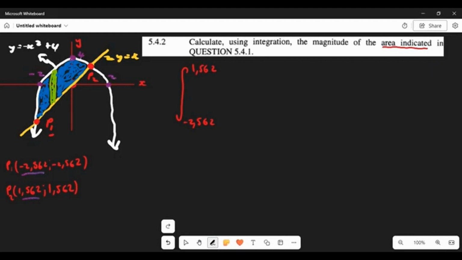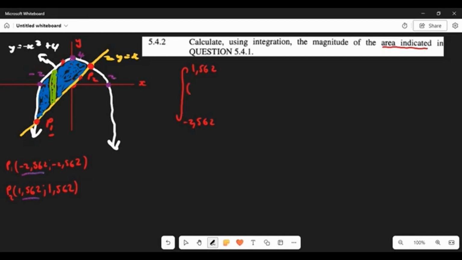So now, how are we going to write the equations here since we have two graphs? What you need to understand here is that the one that is upper on this area is our parabola. It's going to be positive, so it's going to be subtracted by the one that is lower on our area, which is the straight line.